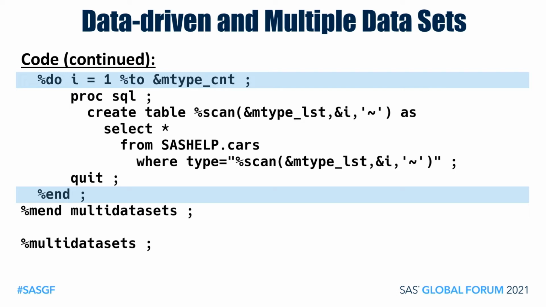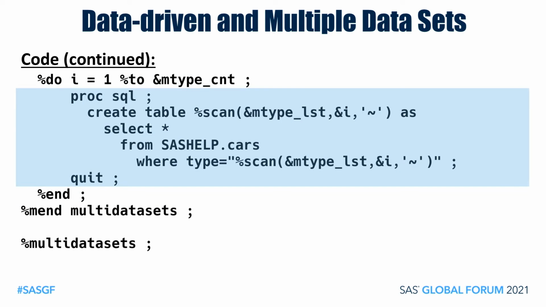Continuing with this example, now we're going to leverage the macro language and the iterative process of the DO statement, %DO i=1 %TO the number of values in the aggregate macro variable we created, &mType_CNT, to iterate through this process as many times as necessary. In this case, the &mType_CNT macro variable is going to contain how many times to iterate through this process. While iterating through this process, we're going to use the CREATE TABLE statement in PROC SQL to essentially scan the valueList macro variable that we created, looking for the separator tilde.